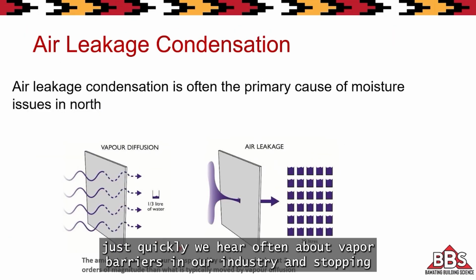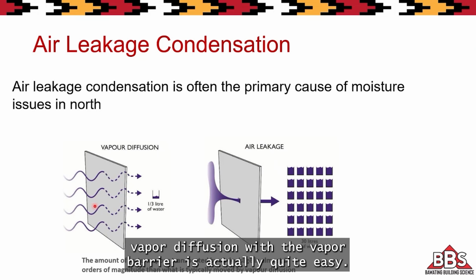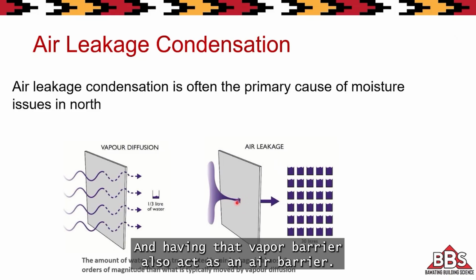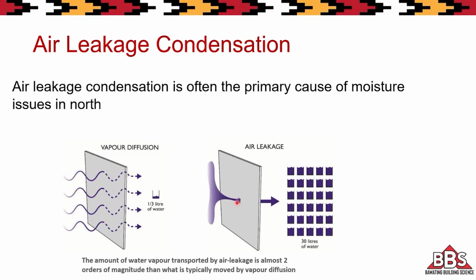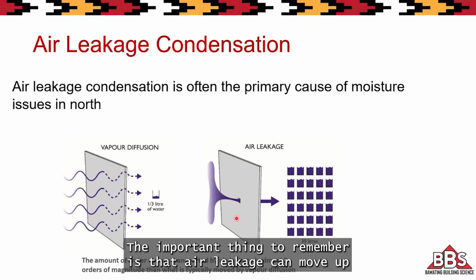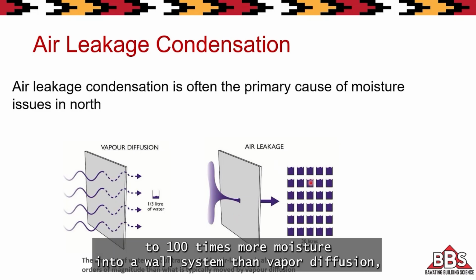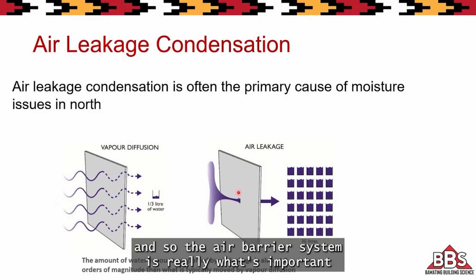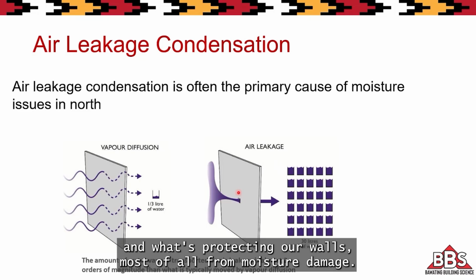And so just quickly, we hear often about vapor barriers in our industry, and stopping vapor diffusion with a vapor barrier is actually quite easy. What's a lot more difficult is stopping airflow and having that vapor barrier also act as an air barrier. The important thing to remember is that air leakage can move up to 100 times more moisture into a wall system than vapor diffusion. And so the air barrier system is really what's important and what's protecting our walls most of all from moisture damage.